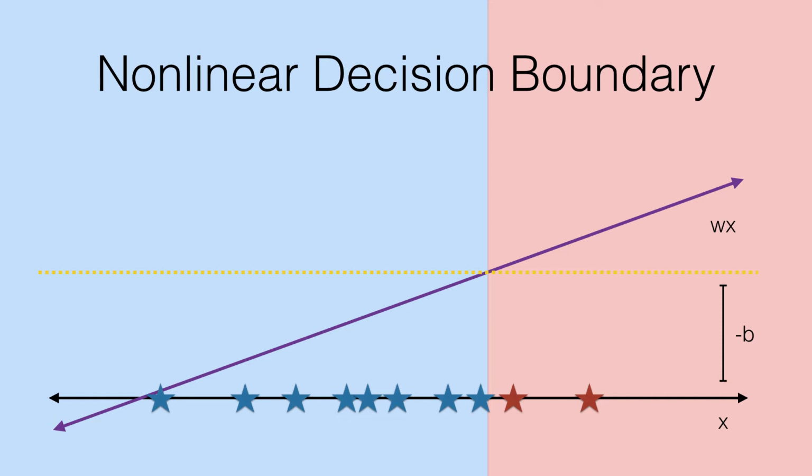So this is great, but now if we have data that looks instead like this, where there's red points on the left and blue points in the middle and red points on the right, there's no such linear decision boundary that can separate all the red points from the blue points. So no matter how I shift the slope of the purple line, the w, or no matter how much I shift the b, the bias, we're never going to be able to separate all the red points from all the blue points.